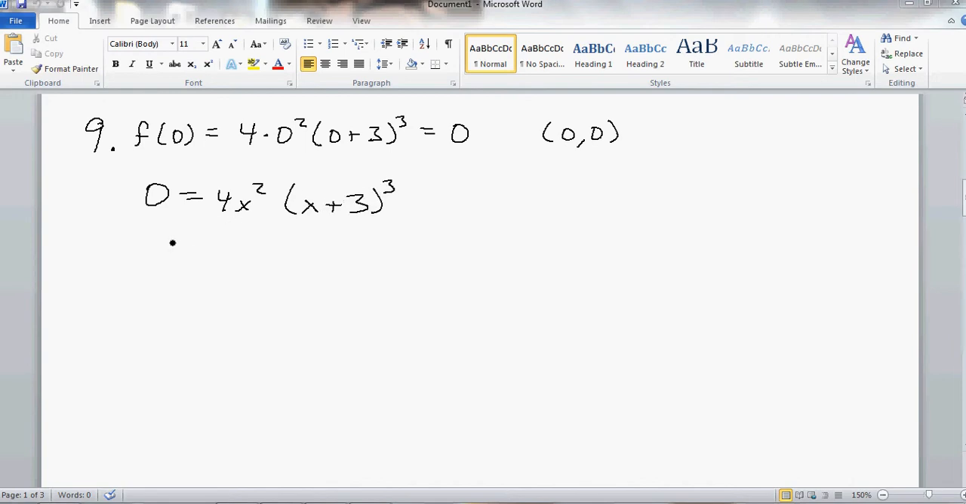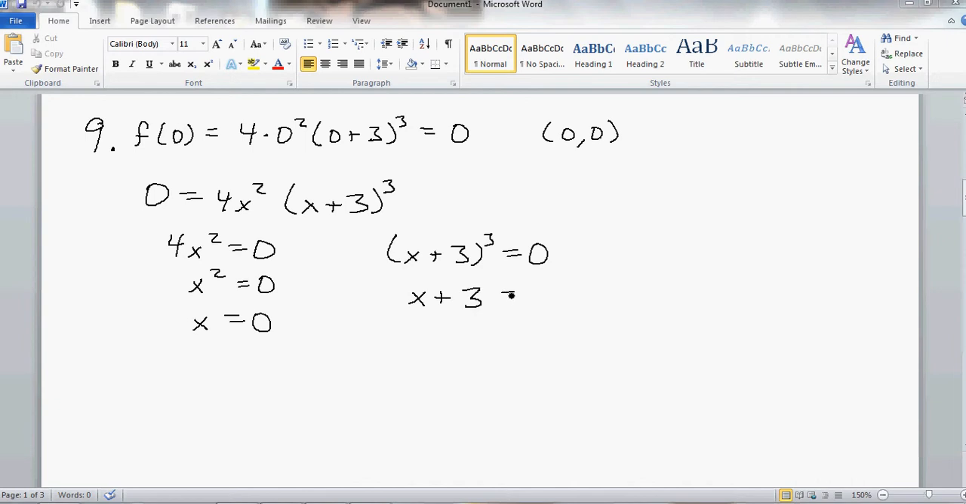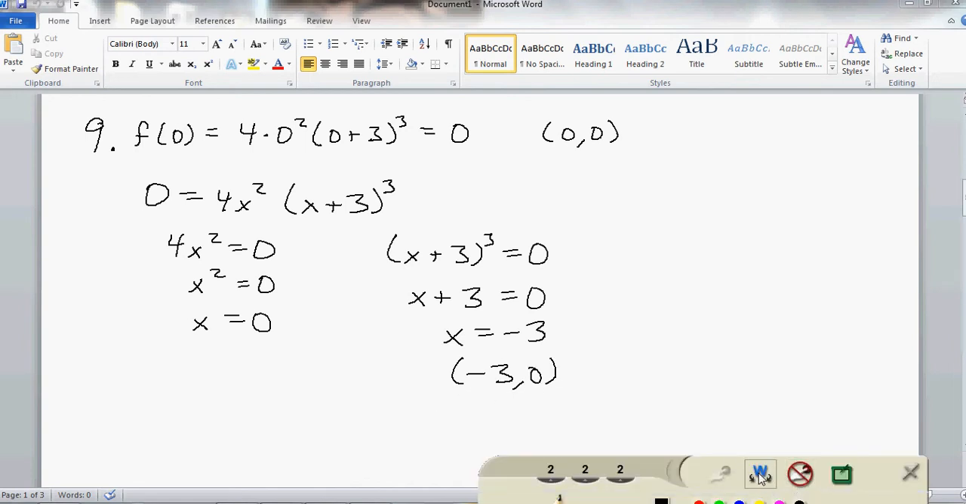Set each one of these equal to 0. 4x squared equals 0. Divide by 4. X squared equals 0. So x equals 0. So that's still going to be 0, 0. Then x plus 3, the quantity cubed, equals 0. We can take the cubed root of both sides. X plus 3 equals 0, and so x would equal negative 3. And so the other intercept will be the point negative 3, 0.